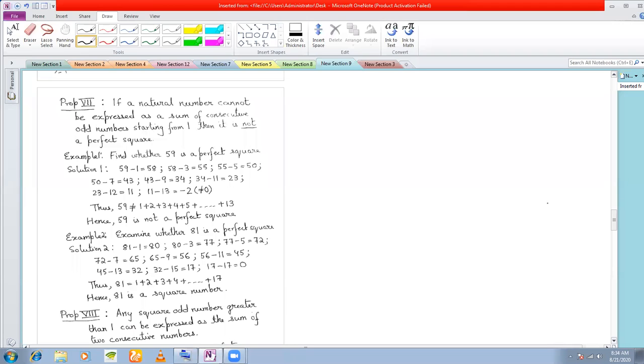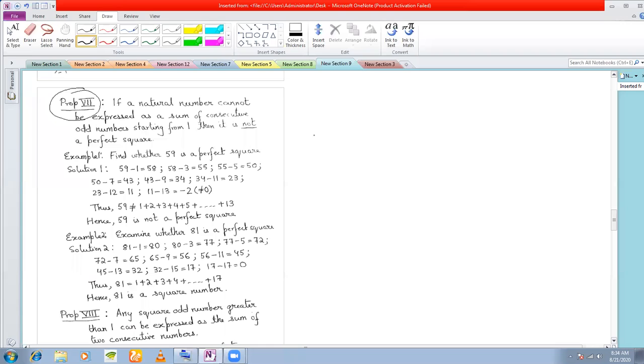This is another technique by which you can find out whether a number is a perfect square or not, although not a very efficient technique. That much I can tell you. You cannot apply this technique everywhere. You can apply this technique maybe here and there, one or two places. Property 8 is not a very important property, but you must know what it means.